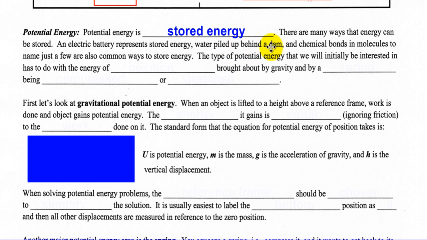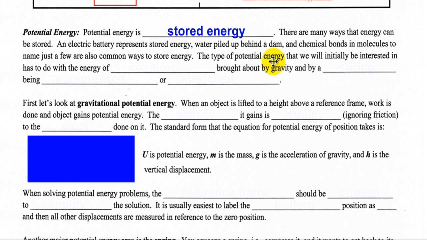Water piled up behind a dam is essentially gravitational potential energy. Chemical bonds, of course, store energy. We're not going to get into that. That's more of what you're talking about in nuclear reactions, right? There's energy stored in those molecules, and when you start breaking them apart and forming other chemicals, there's a release of energy. That's the nuclear part.